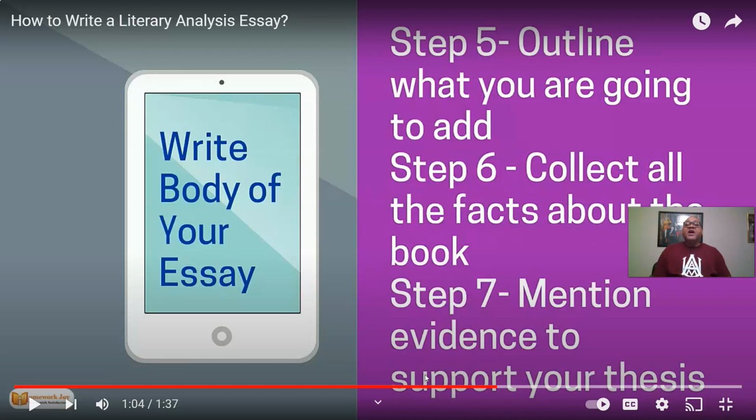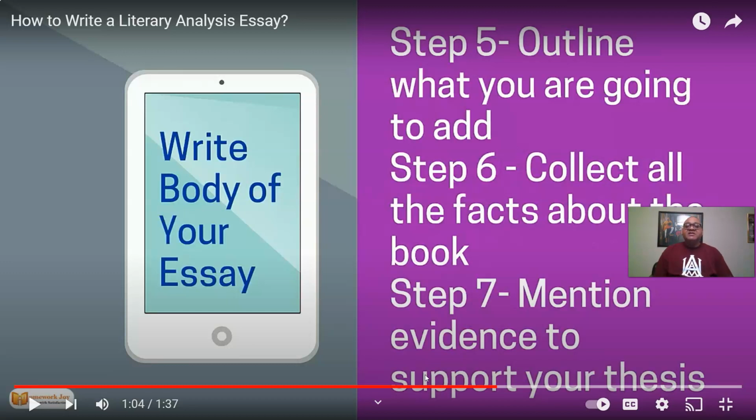So step 5 for writing the literary analysis says you need to do an outline of what you're going to add to your paper. Fortunately for you, you've already done an outline. You know how to do a sentence outline. You did that for the research paper. So outlining the points that you're going to discuss in the paper should be a fairly easy process for you because you've already done it.